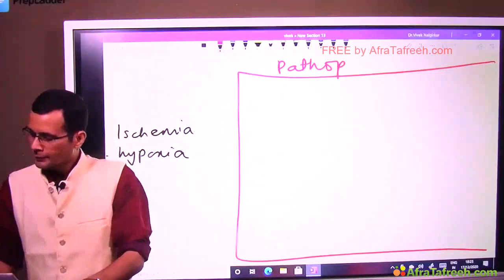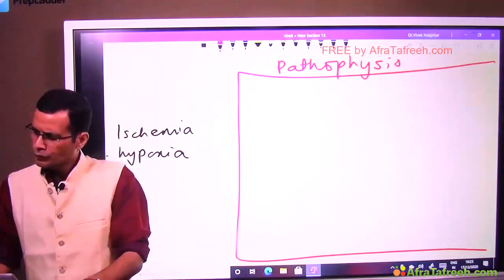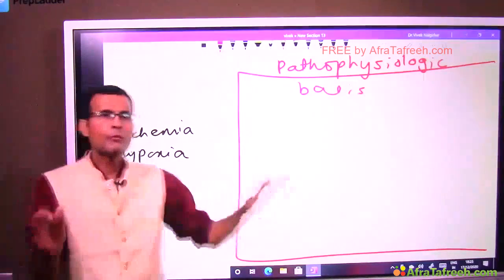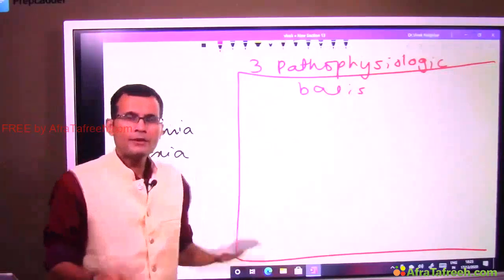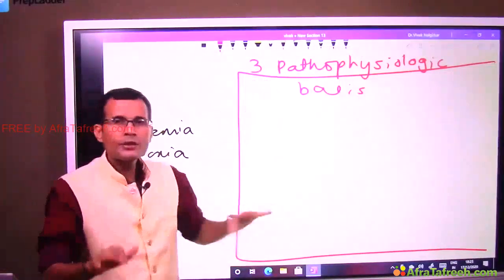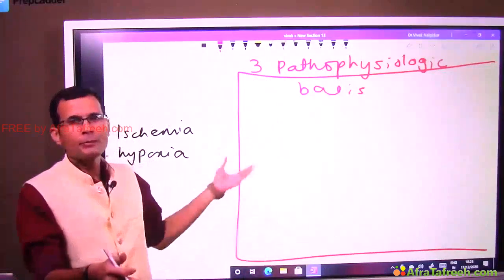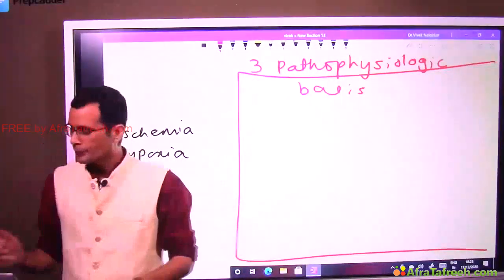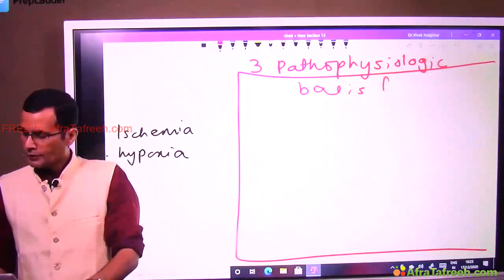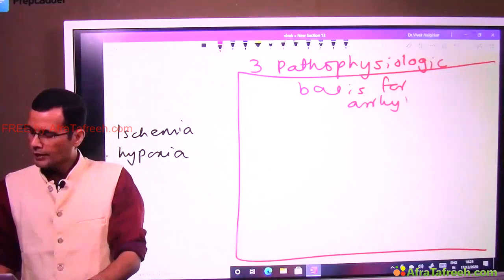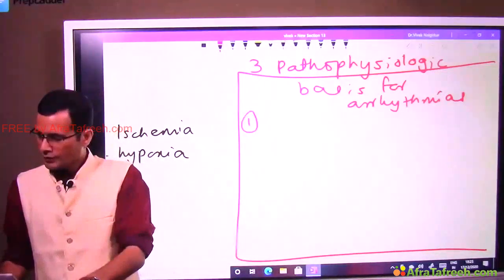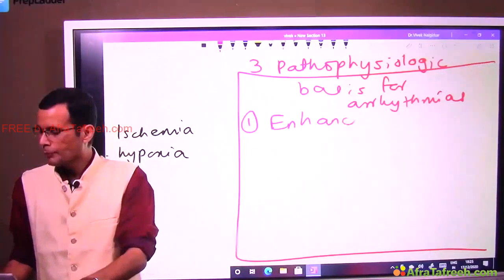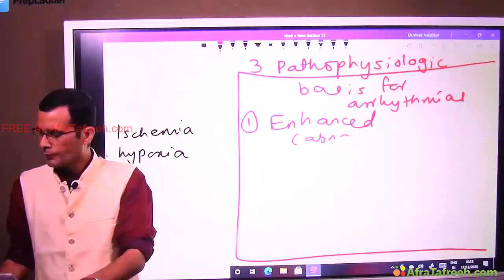What I am trying to say is, there are various types of arrhythmias, various reasons, multiple ways that an arrhythmia can occur. But at the basis of those arrhythmias, there are only 3 bases. One of these 3 bases is there for arrhythmias. So 3 pathophysiologic bases for rhythm disturbance and arrhythmias. And we have seen the first of it, which is enhanced and abnormal automaticity.